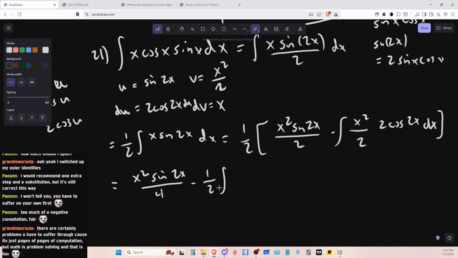There are certainly problems you have to suffer through, because it's pages and pages of computation, but math is problem solving, and that is fun. Yeah, I think we have to replace suffering with struggle. Because when you think about it, when you're struggling with math, it's not like you're, I mean, hopefully you're not strapped to a chair and told to calculate the trajectory of this nuclear missile or something like that.